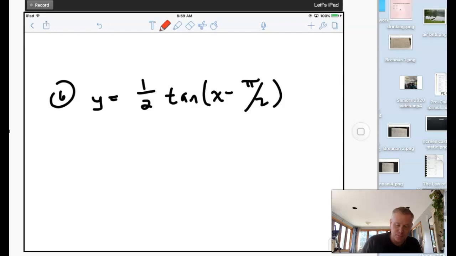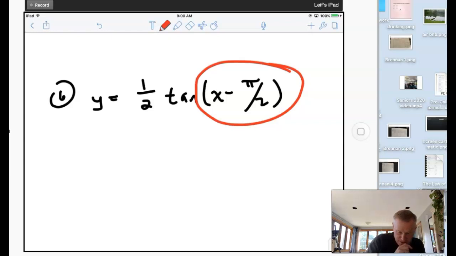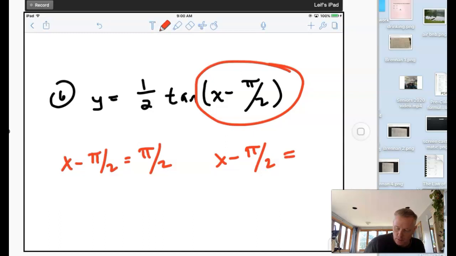So this one, same idea, right? I'm going to kind of ignore that 1/2. The only thing that I am concerned with is that it's positive. But this time I've got a couple things over here. It's not just an x. So I go x minus pi over 2 equals pi over 2, and x minus pi over 2 equals negative pi over 2. So, just like all the other tangent ones, set it equal to pi over 2 and negative pi over 2, and then solve it.